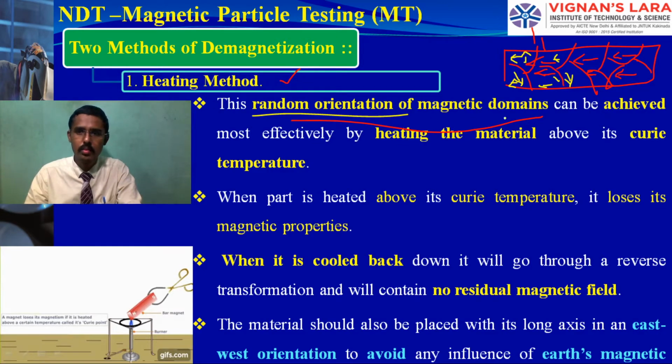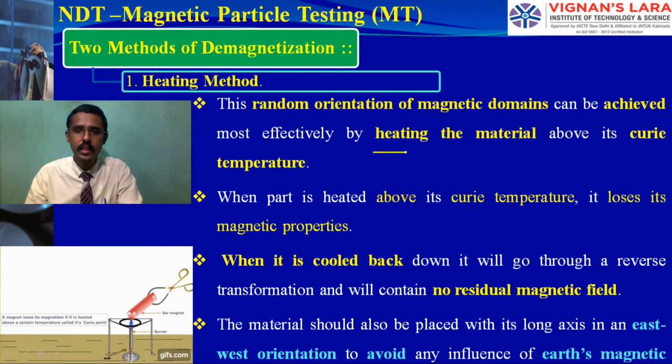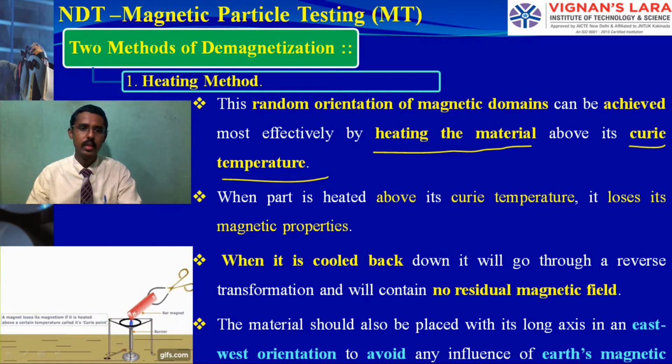So the random orientation of the magnetic field can be achieved effectively by heating a specimen, heating the metal above the Curie temperature of the specimen. So maybe for iron 723, or for any other material it changes.